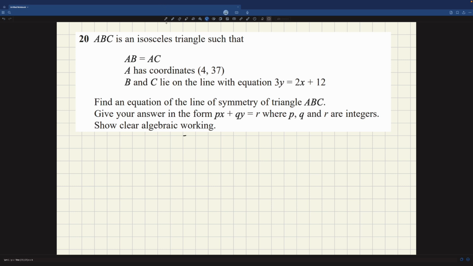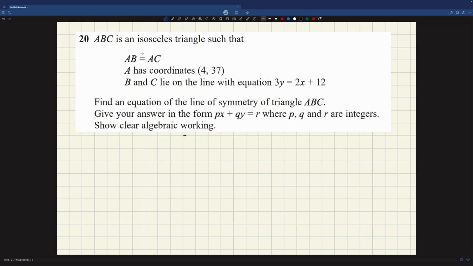Today we are talking about some past paper questions, which I found particularly interesting while solving the past papers. So, ABC is an isosceles triangle such that AB is equal to AC, A has coordinates (4, 37), B and C lie on the line with equation 3y is equal to 2x plus 12.